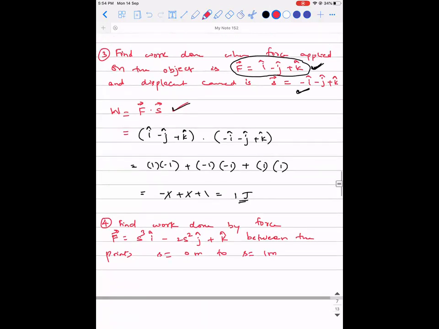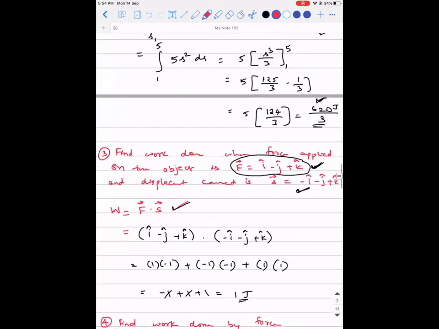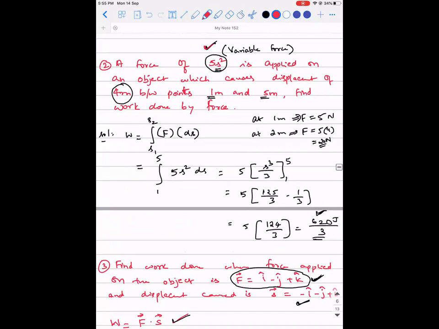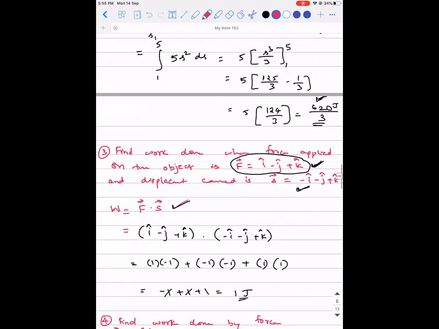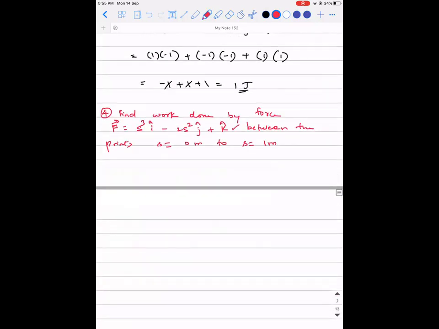Mithun, tell me now, are you able to understand the difference between both the questions? It has nothing to do with I cap, J cap, and K cap. What you need to concentrate on is the coefficients. If you observe, the fourth problem is similar to the second problem, except that there the magnitude of the force is given, whereas here the vector form of the force is given. I hope you are able to understand this point. Yes or no?